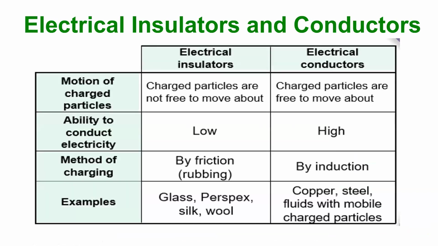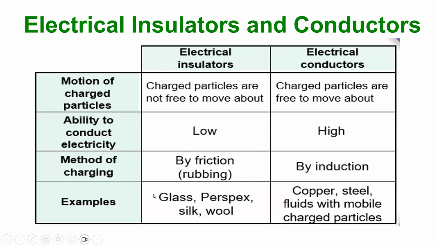But before we start on how we make an object become charged, we need to understand that there are two categories of materials. One is called insulator and one is called conductor, and you need to know the difference between them. For insulators, there are charged particles, plus and minus, because they are made out of atoms. But for insulators, the charged particles cannot move out of the insulator. They can only move slightly within themselves, but not out of the material.